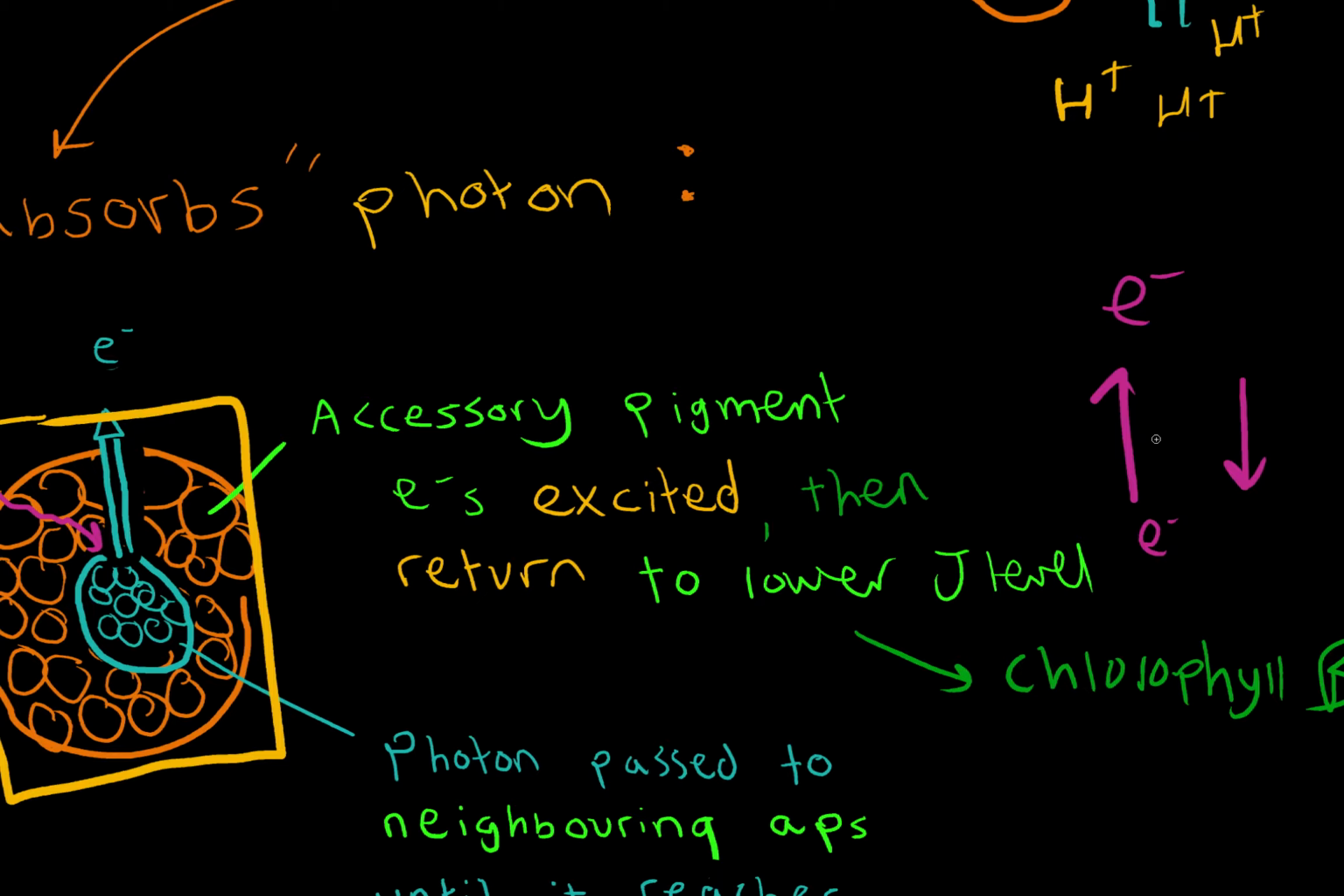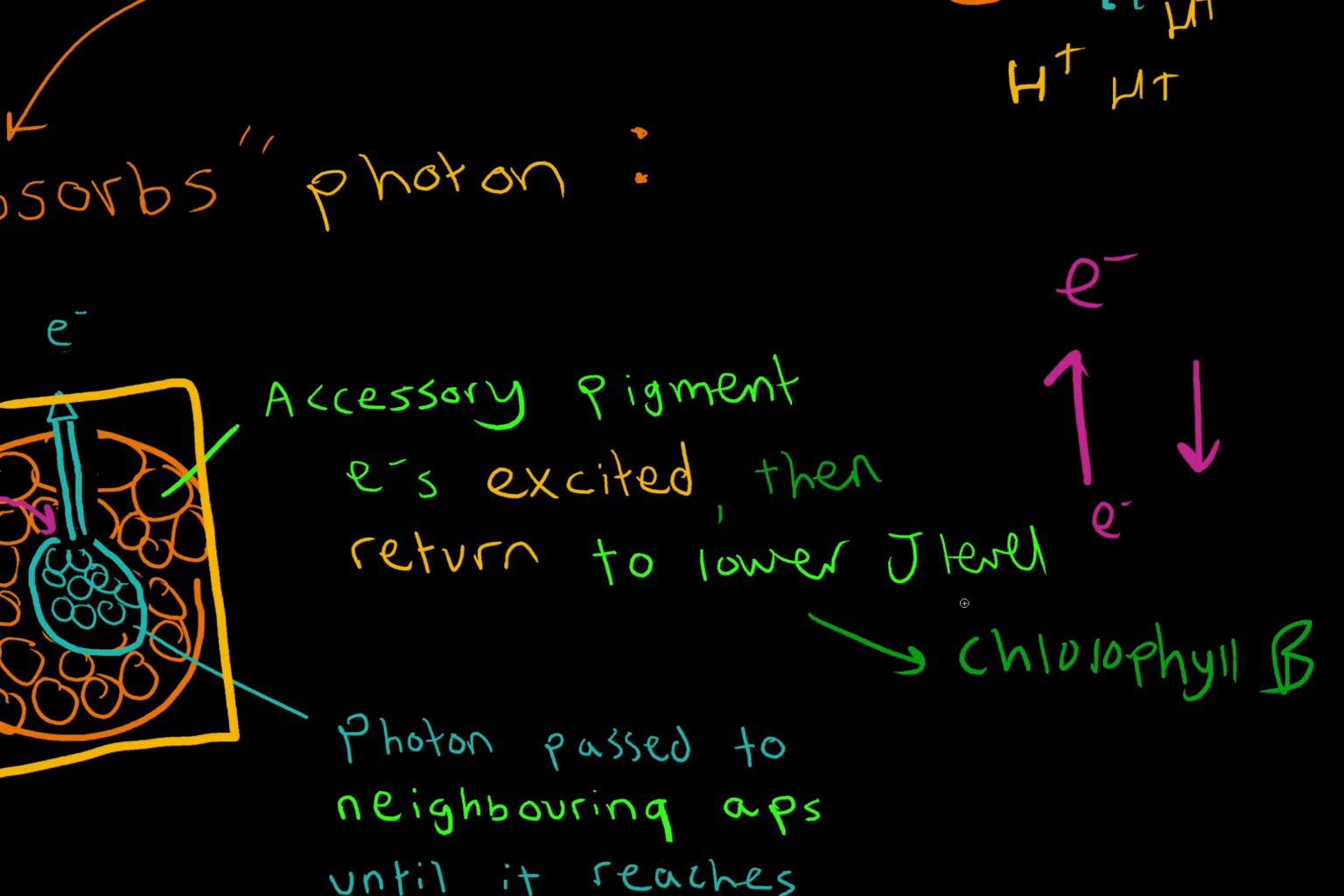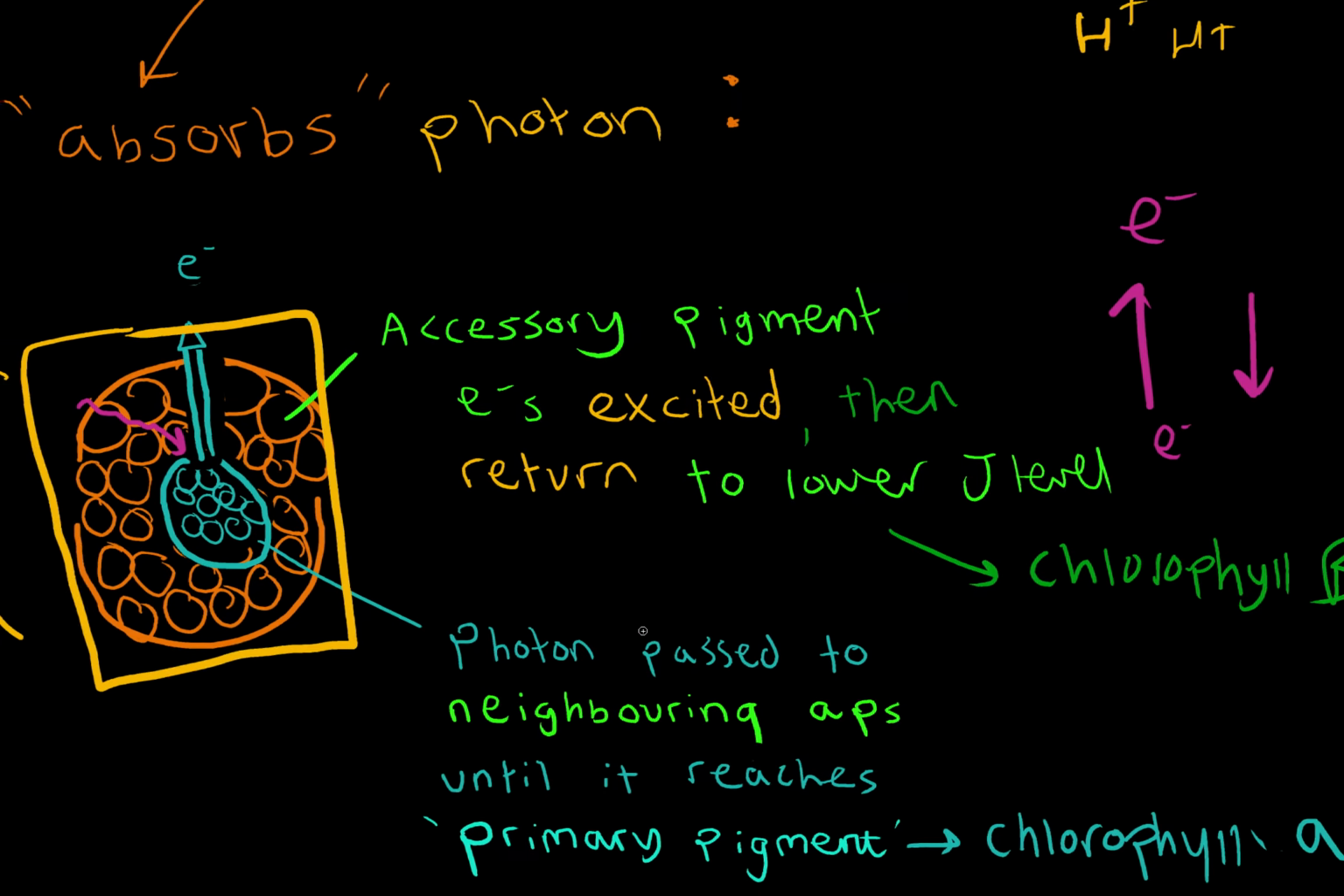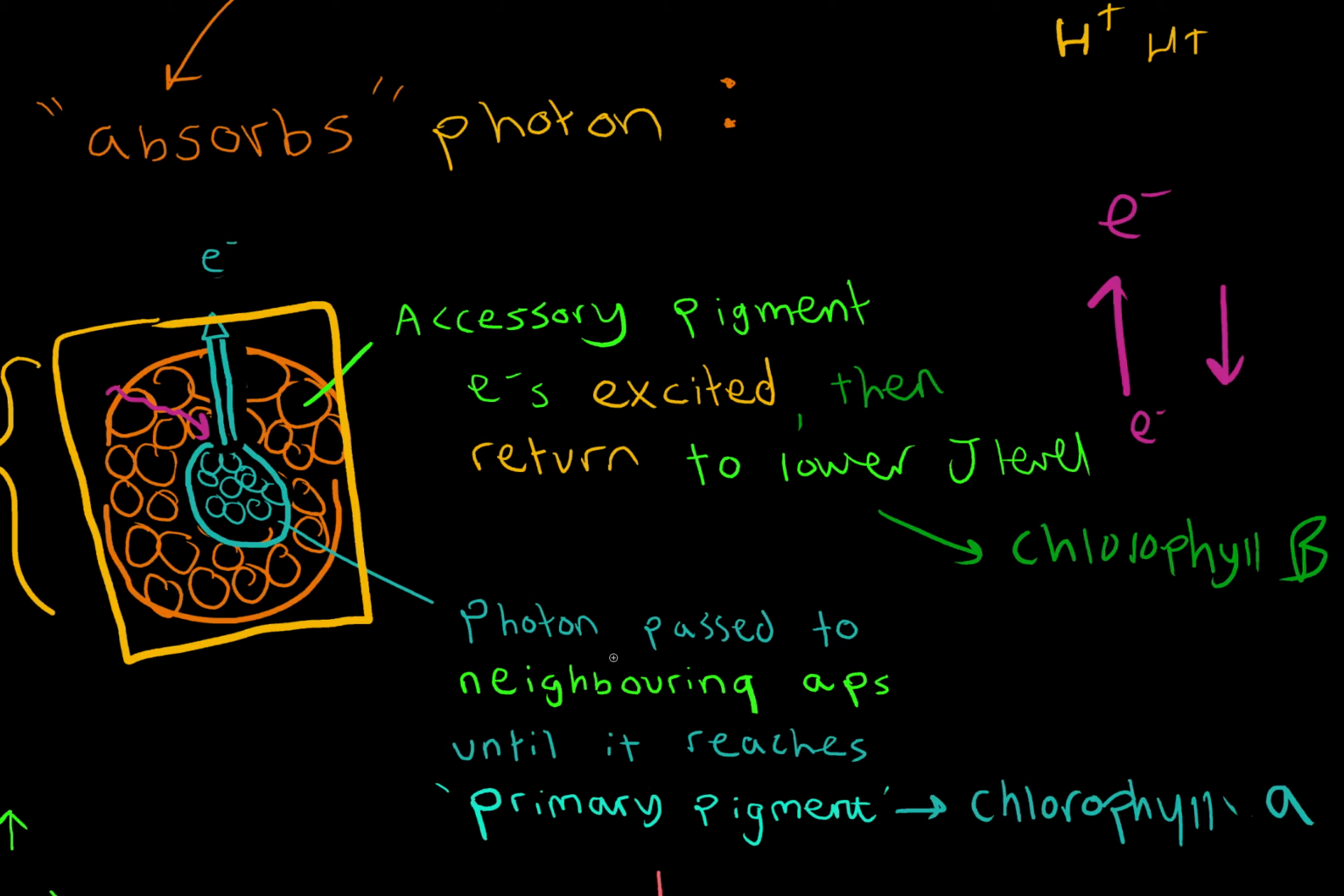energy drink at like 1 in the morning. You have all this energy, but you can't do anything with it. So the energy is not used by the accessory pigments. What they have to do is pass that energy, the photon, back to neighbouring accessory pigments. Accessory pigments include chlorophyll B. That is a common one that you do need to know of.